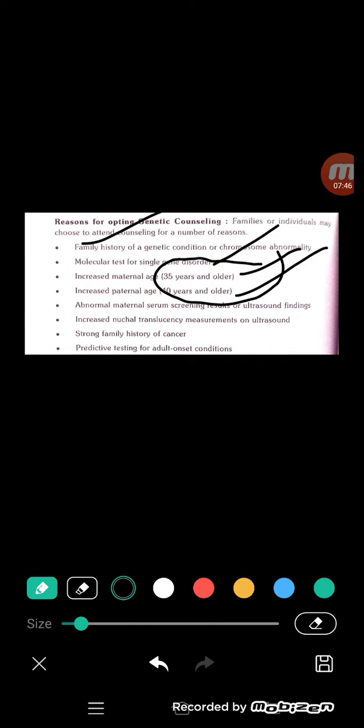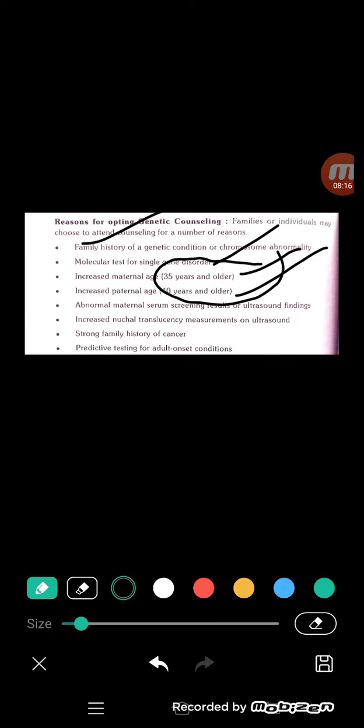And the next one, abnormal maternal serum screening results and ultrasound findings. Maternal serum screening means any abnormal conditions in the mother's womb, any abnormal conditions in the mother. The mother may already be suffering from a genetic disorder in the body. And in ultrasound findings, there may be a chance of abnormalities being produced. So at that moment also, we choose genetic counseling.